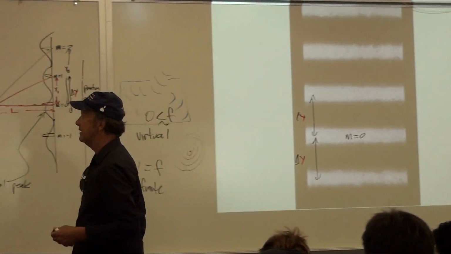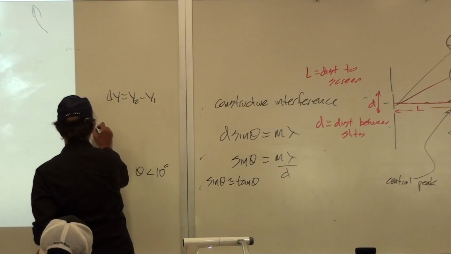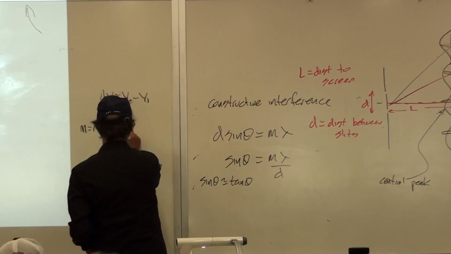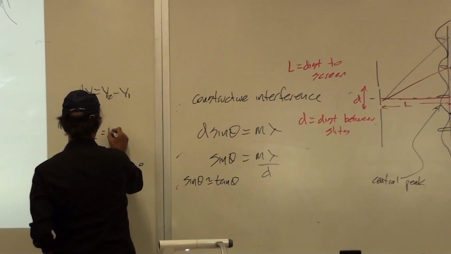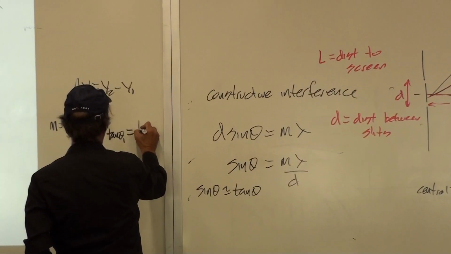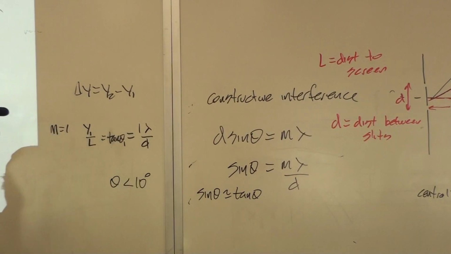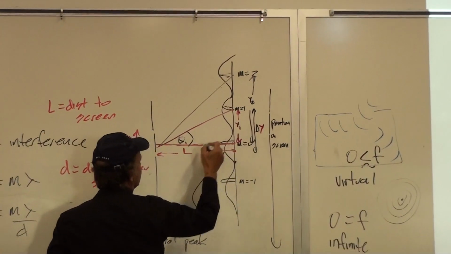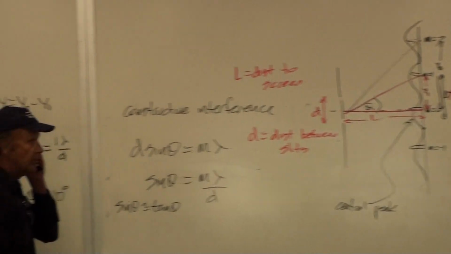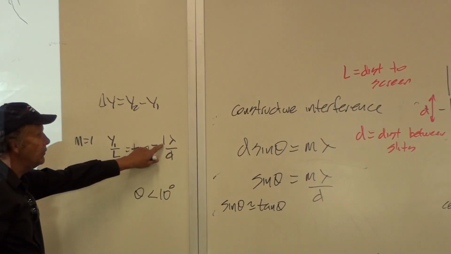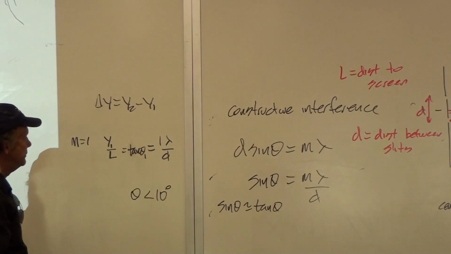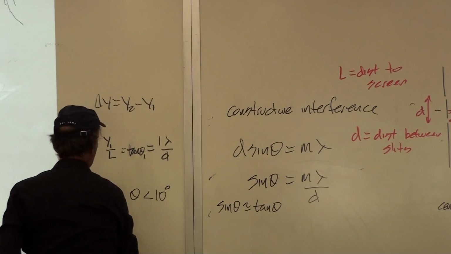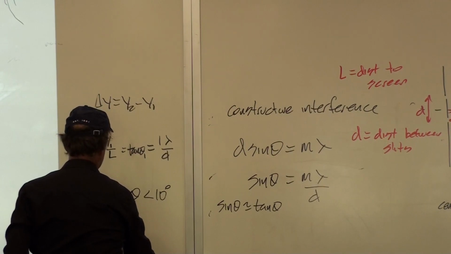So we can just say that for m equals 1, y1 over L is the tangent of theta 1. That's just equal to 1 times lambda over d. So that's just taking this angle here, theta 1, thinking the tangent of it is opposite over adjacent for the bright spot. And we want it to be one full wavelength difference. That's the first bright spot past the central interference maximum. And so that gives us y1 is equal to lambda L over d.